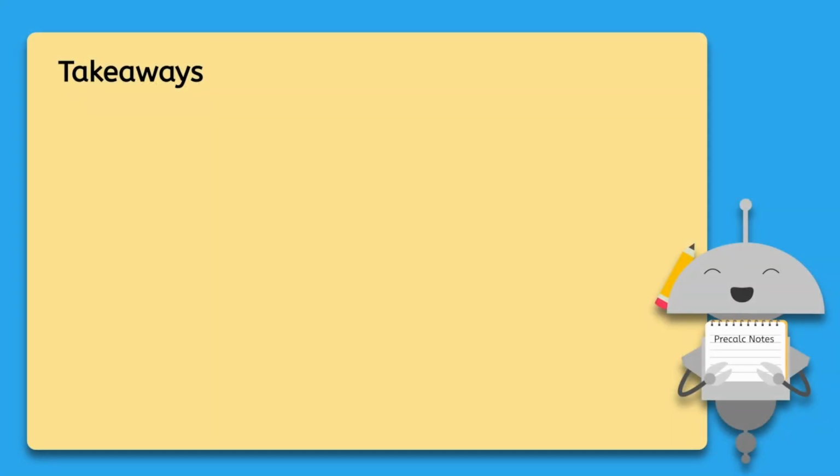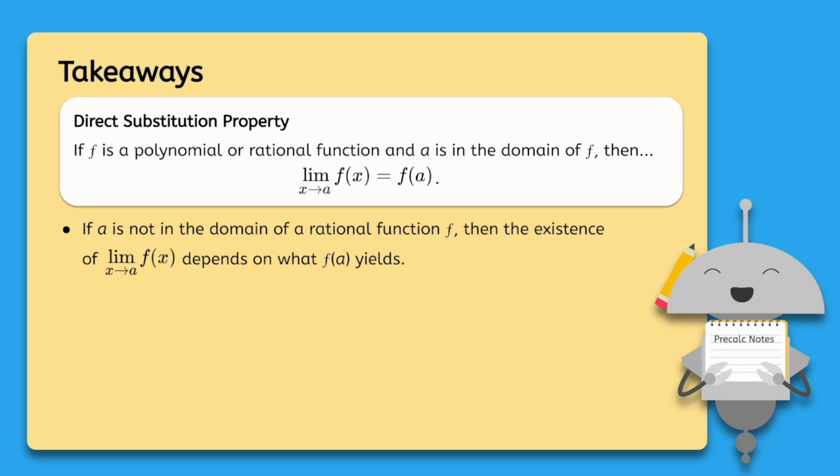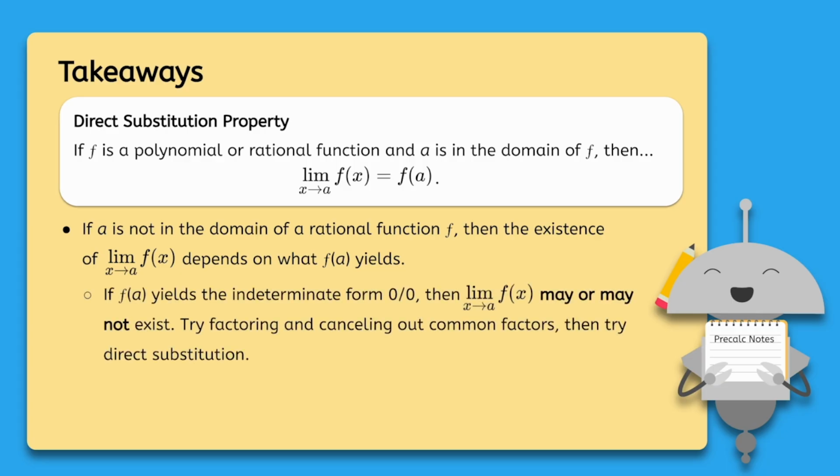Today, we learned how to evaluate limits of polynomial and rational functions using the direct substitution property. We also learned that if a is not in the domain of a rational function, we can still try direct substitution to see whether it yields the indeterminate form 0 over 0, which means the limit may or may not exist, and we should try factoring and canceling out common factors, and then try direct substitution again. If direct substitution yields a non-zero constant over 0, then we can conclude the limit does not exist.